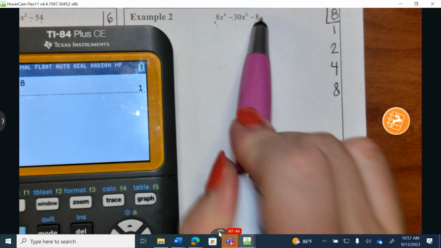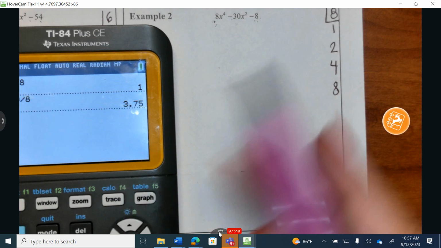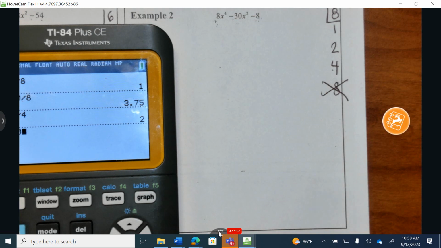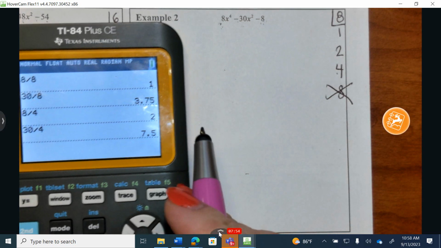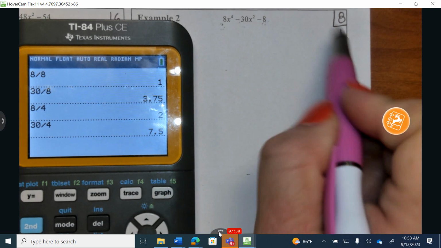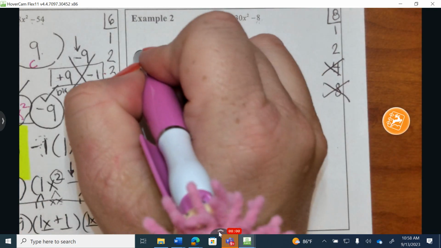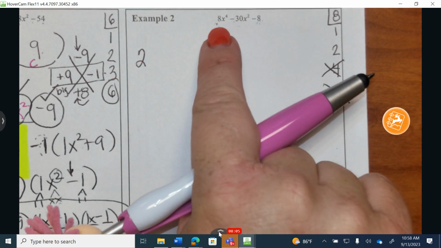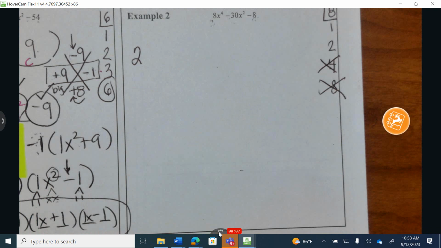Okay, that works for the first and the third. 30 divided by 8. Oh, it's a decimal. I cross it out. 8 divided by 4. Yep, that works. 30 divided by 4. Nope, it's a decimal. Does not work. I know each of these is divisible by 2 because they're all even. So I'm going to put a 2 out front. I am unable to factor out any x's.